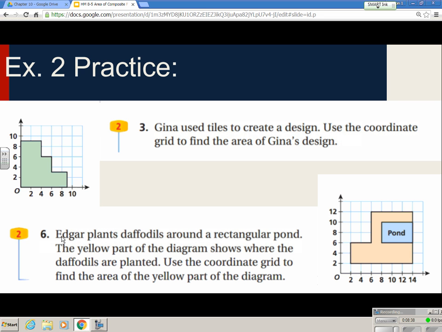It says Edgar plants daffodils around a rectangular pond. The yellow part of the diagram shows where the daffodils will be, and use the coordinate grid to find the area of the yellow spots. You're going to have to do 2 steps with this one. Come back when you are done.